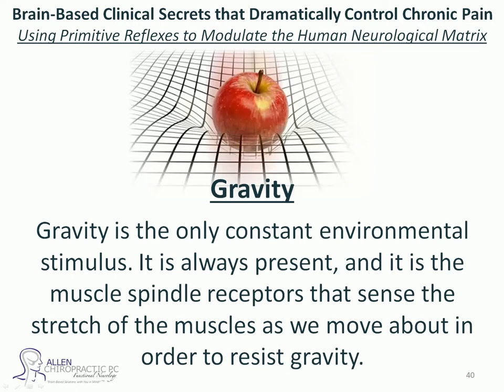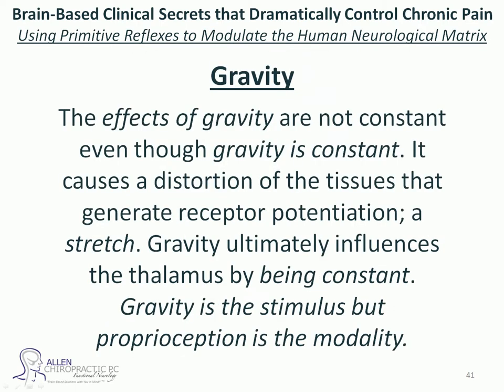But before we do, we have to talk about gravity, because gravity is the only constant environmental stimulus. It's always present, and it's perceived in muscle spindle fibers that sense stretch of the muscle as we move about in order to resist gravity. The effects of gravity are not constant, even though gravity is constant. It causes a distortion of the tissues that generates receptor potentiation or stretch. Gravity ultimately influences the thalamus by being constant. Gravity is the stimulus, but proprioception is the modality.